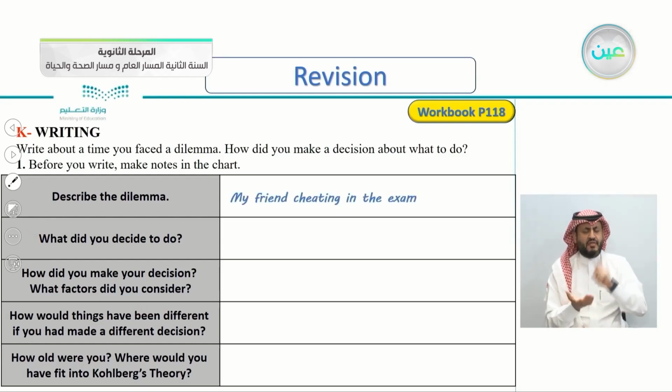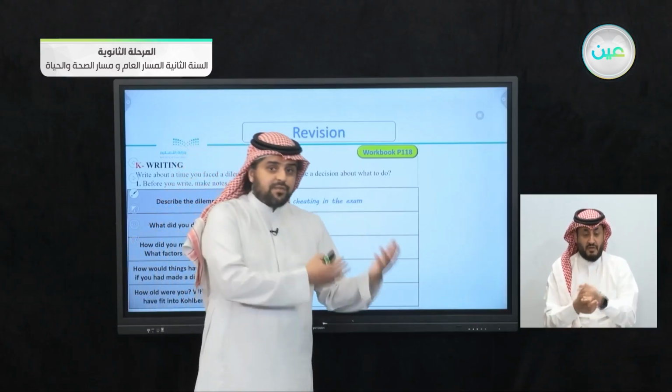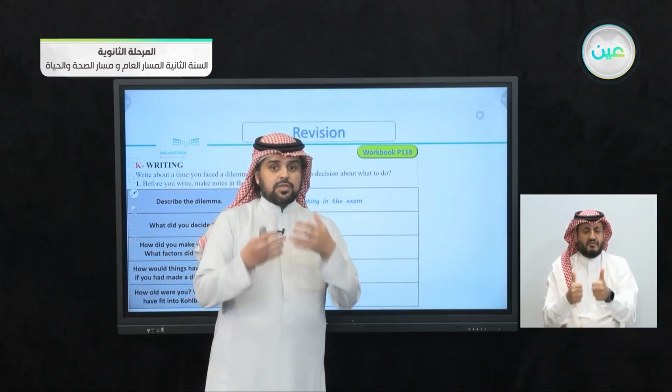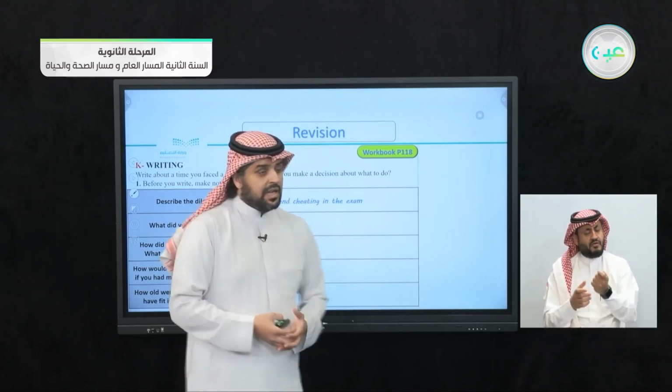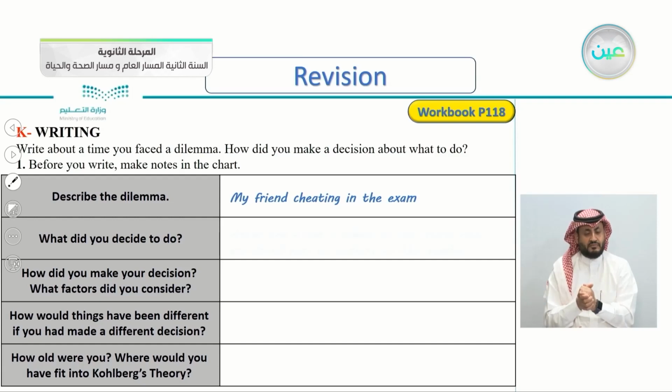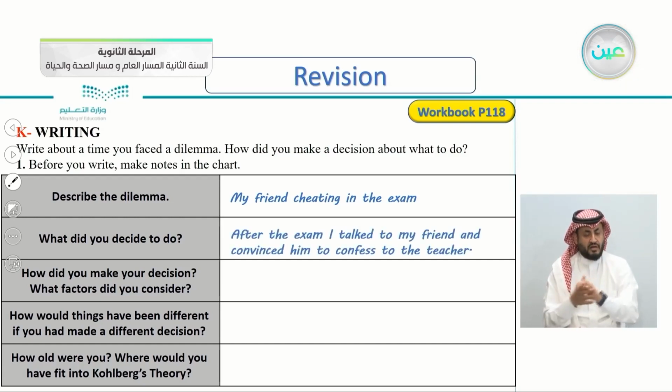And so on. For example, I've written here, my friend cheating in the exam. This is my dilemma. I remember I saw one of my friends cheating on the exam. Of course, you can write about your own dilemma here. What did you decide to do? After the exam, I talked to my friend and convinced him to confess to the teacher. So I didn't blow the whistle on him. I didn't tell the teacher immediately in the exam. But after the exam, I talked to my friend and convinced him to go and confess to the teacher, and the teacher gave him a second chance.